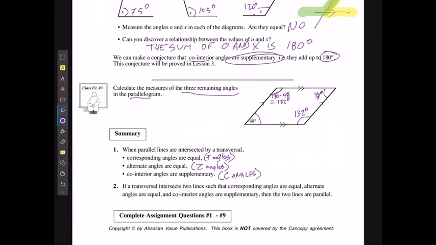If a transversal intersects two lines such that the corresponding angles are equal, alternate angles are equal, co-interior angles are supplementary, then the two lines have to be parallel. So if I'm using the logic from point 1 to state that these things are always true, then if I find that those things are true, then I can tell, working in the opposite direction, that the two lines are going to be parallel if those angles match up.